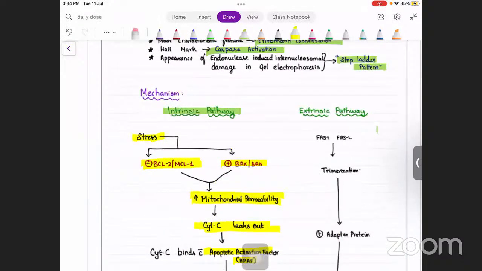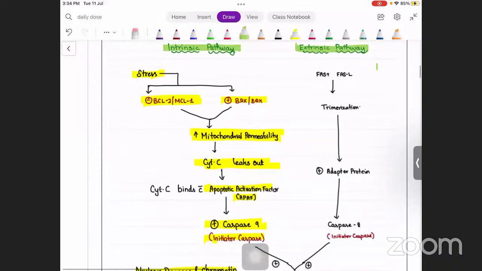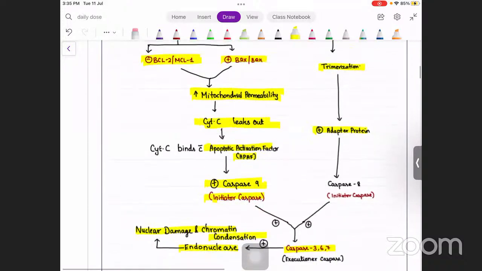Then you have the extrinsic pathway, where you may see FAS combine with the FAS ligand. I will highlight here. FAS combines with the FAS ligand and it will form a trimer, and trimerization will activate the adapter protein, and the activated adapter protein, what will it do? It will activate caspase 8.